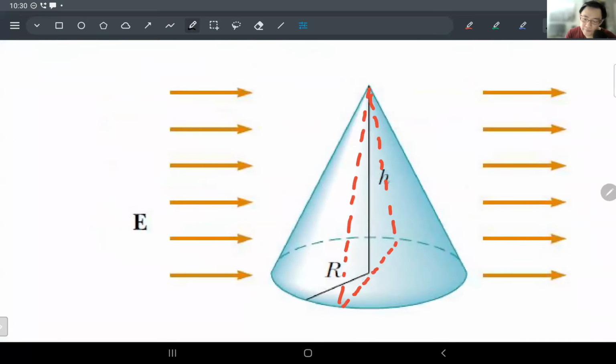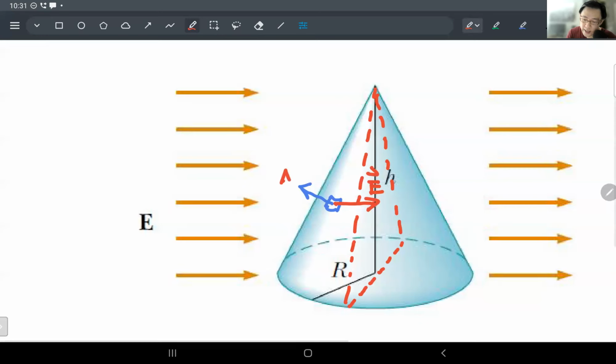Because look at this, it's not easy. Every time you want to figure out the flux, say I'm interested in a tiny piece of the cone over here, the area vector will point perpendicular to it, while the electric field is pointing in this way, right? E is here. The A is on the side. Let me use the blue here. The A on the side goes something like this.